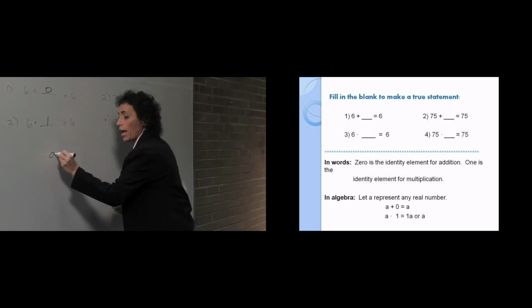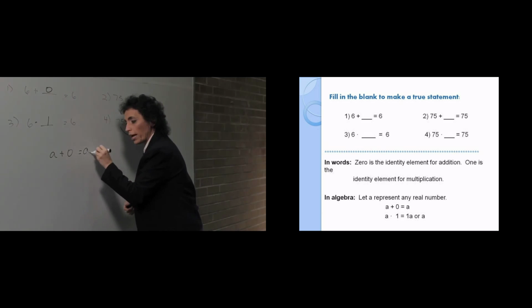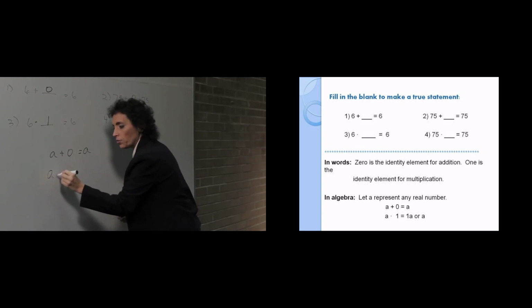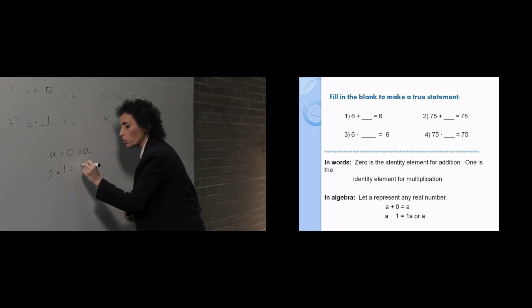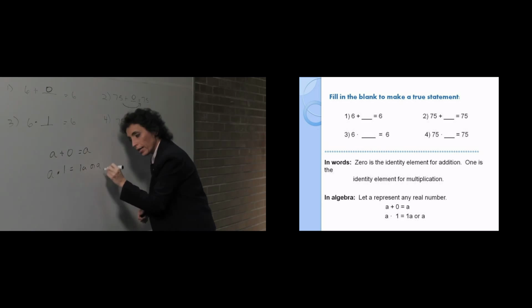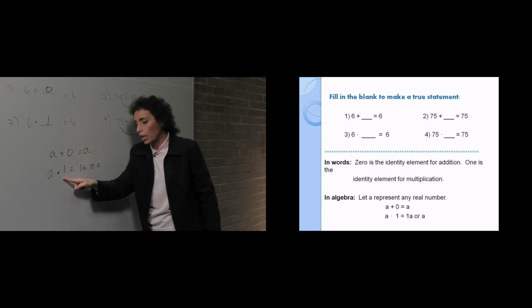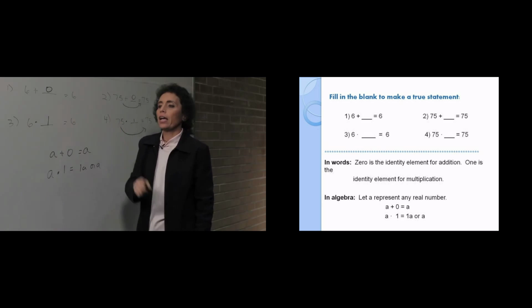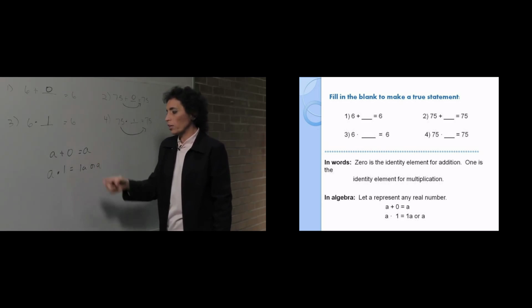It says A plus 0 equals A, making 0 the identity element for addition. And it says A times 1 equals 1A, or A, making 1 the identity element for multiplication. So that's what it says in your workbook and on that slide in symbols. That's how you designate it.